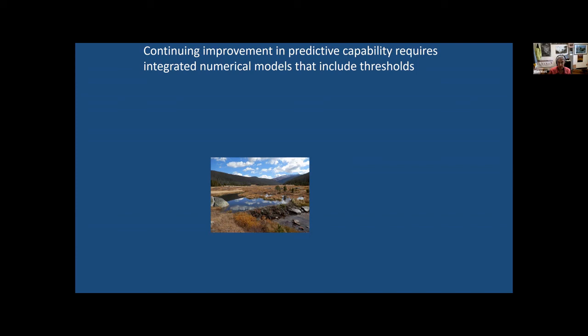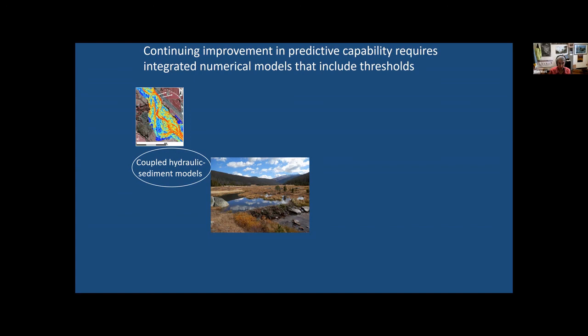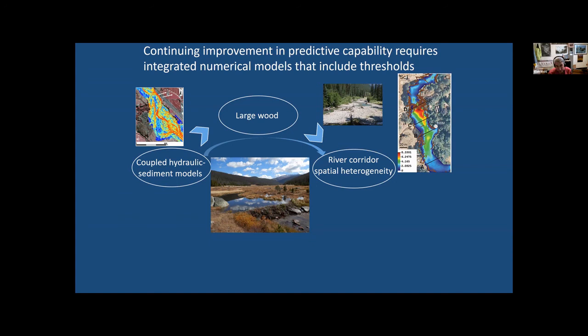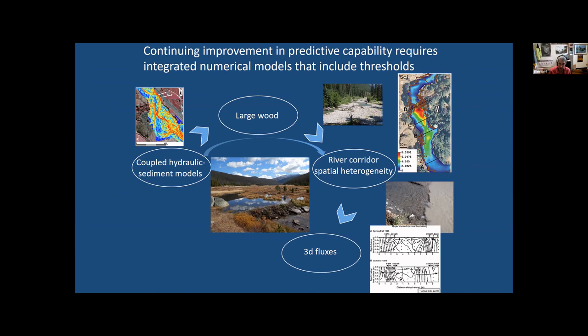And I say this as someone who is not a modeler, who's a field person, but I enjoy working with modelers who use field data to parameterize their models and calibrate and test them. So we, as a community, have come a long way in coupled hydraulic and sediment transport models. We're just starting to incorporate large wood and other sources of spatial heterogeneity. But I think continuing that and viewing those outputs explicitly in the context of river corridor spatial heterogeneity, and then the effects of that heterogeneity on things like three-dimensional fluxes of various materials and what you could call the ecosystem services, such as organic carbon stock or biomass, is the way we should be going in future.